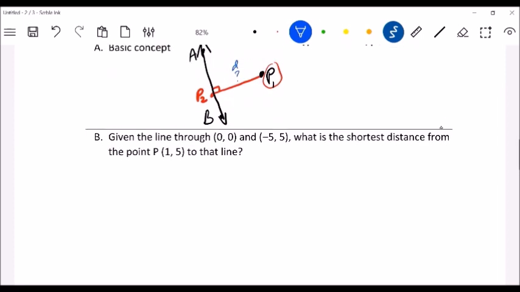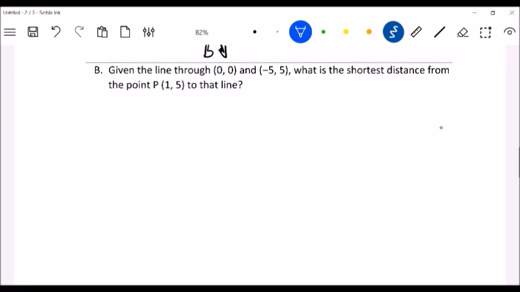Let's take a look at an example of what to do with this. Given the line that goes through 0, 0, and negative 5, 5, what's the shortest distance from point 1, 5 to that line? So I'm going to do a little graph of it here.